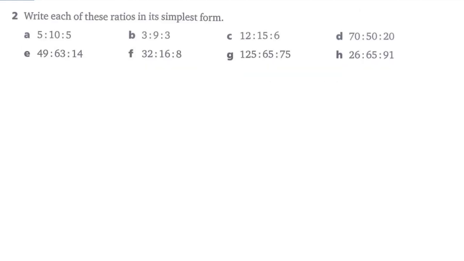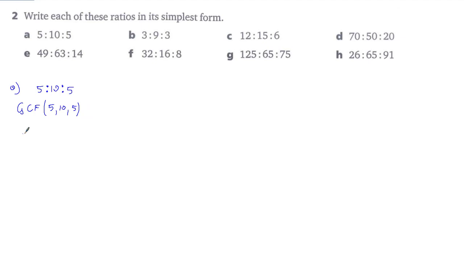Let's move on to another exercise. Write each of these ratios in its simplest form. So let's do some of these. Like the first ratio is 5 to 10 to 5. Well, we can find the greatest common factor of 5, 10, and 5.